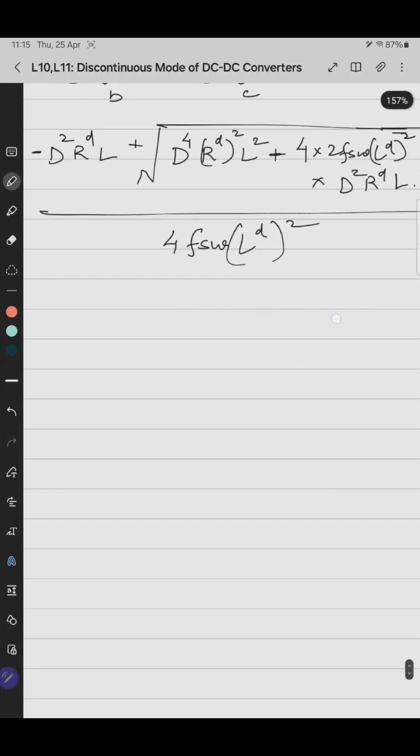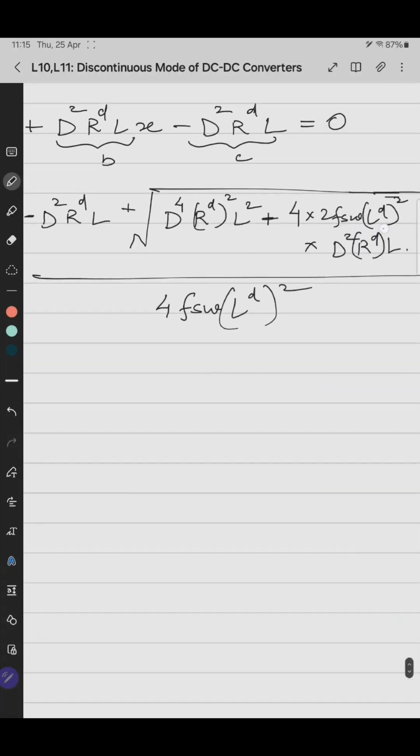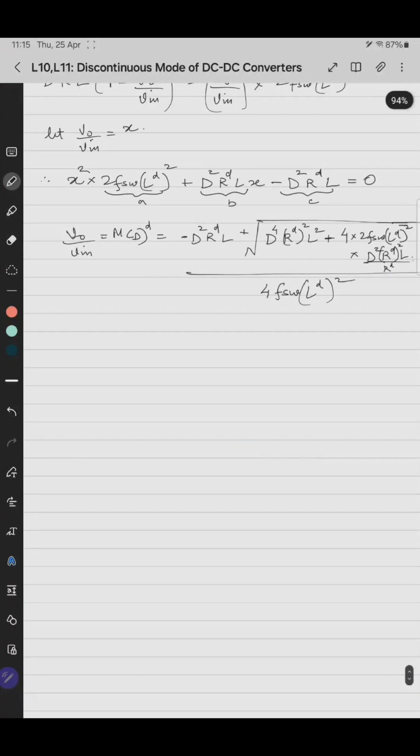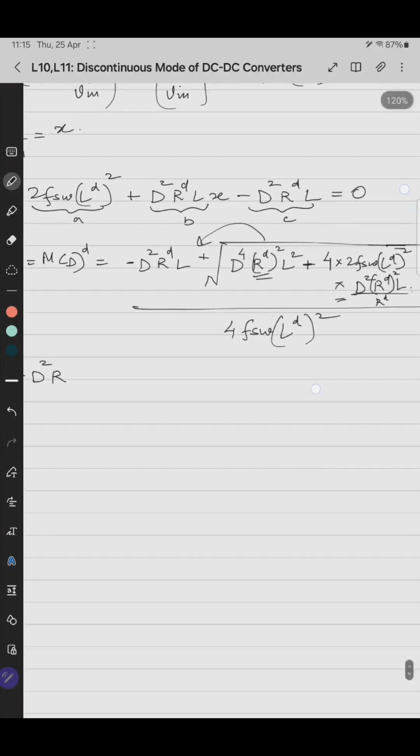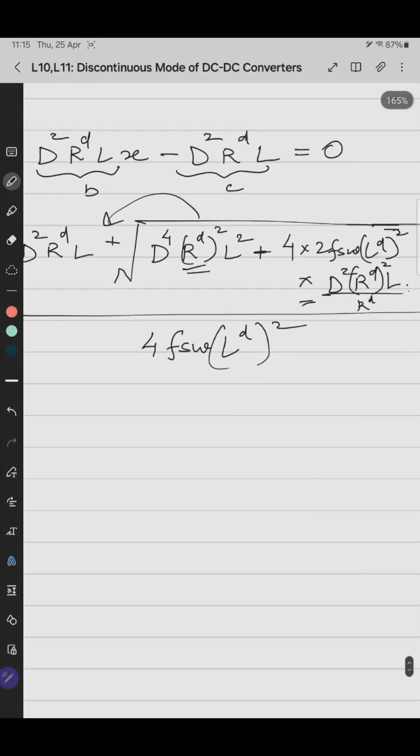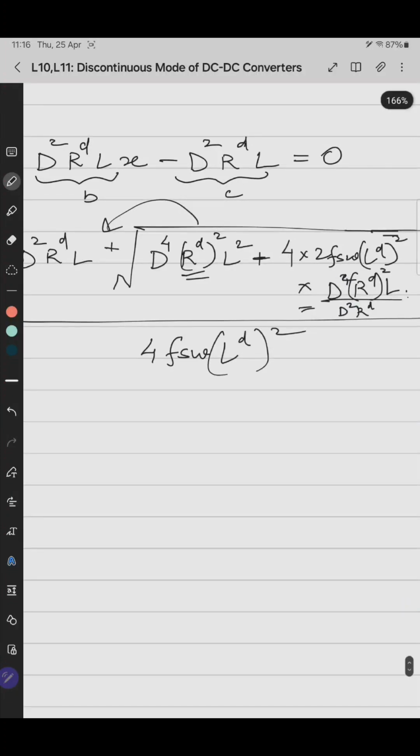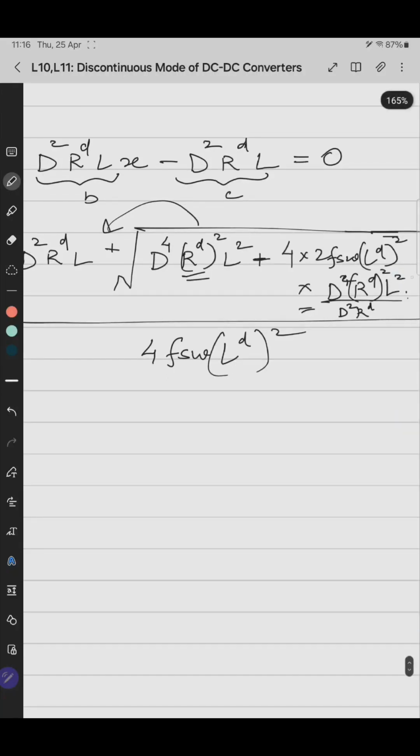So here what we'll do, we'll make it RD square and we'll divide it by RD, and we'll take D to the power 4 RD square L square common in this term and this one, and we'll bring it out of the square root sign. So it will be minus D square. Also here we'll take D to the power 4 and in the denominator we'll put D square. So we are taking common D to the power 4 RD square into L square. So here it will become L square and here it will be L.